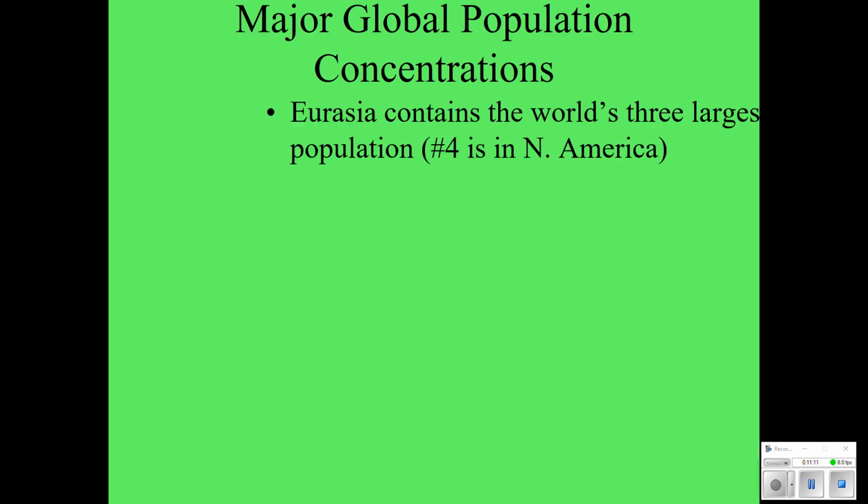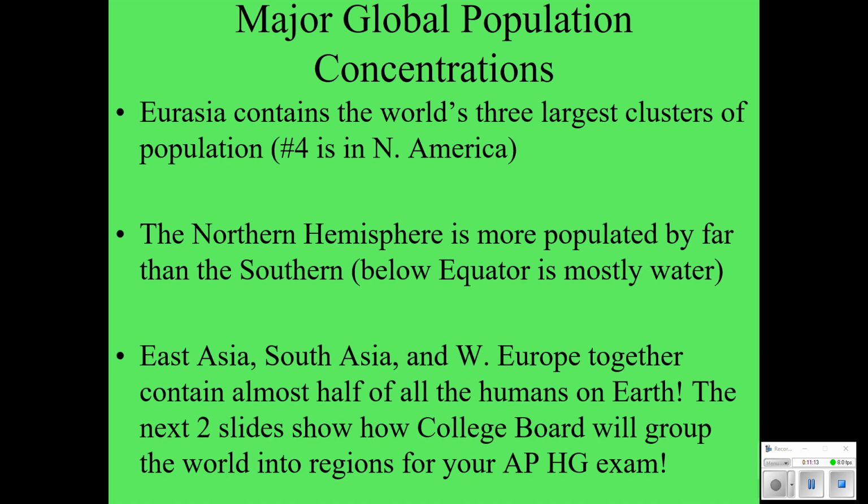So where are these major concentrations of people in the world? Essentially, you need to know the big four. Eurasia has 3 of them. East Asia, which is basically China, has that first big population. The second one is South Asia, and again, basically India and their neighbors. The third one is in Western Europe. And then the fourth one, and it is a distant fourth, is North America.